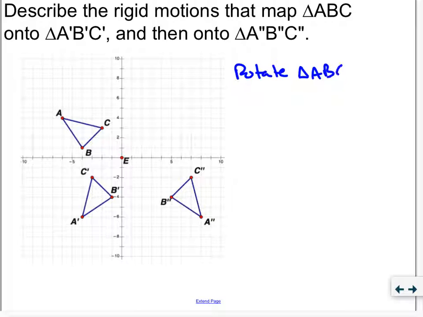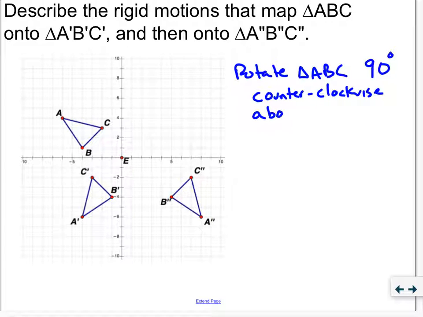triangle ABC. Now in a rotation, you have to tell the degree of the rotation, 90 degrees. We have to tell the direction that we're going in. We're going counterclockwise. And we have to tell where we're rotating about. So we're rotating it about the origin, the point 0, 0. And that's going to map to the single prime triangle.